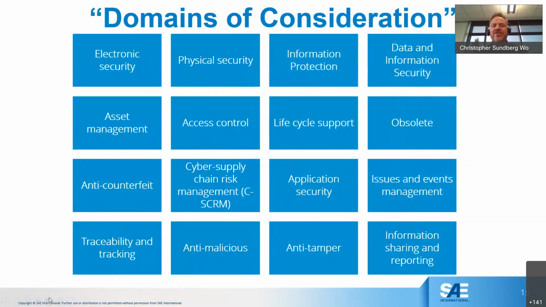So as promised, here are our domains of consideration. These are 16 different areas that we've identified in the G32 Standards Committee, really around what we're going to tackle in this standard. And they range all the way from electronic security down to information sharing and reporting. You can see a lot of anti-tampering, anti-malicious behavior in here, but we also talk quite a bit about lifecycle support, obsolescence, and cyber supply chain risk management. These issues are huge right now, especially with the pandemic, because the pandemic's really driven pressure on the supply chain. So we have chip shortages, and components are being end of lifed considerably earlier in the life cycle than we initially thought they would. So the need for this document is huge right now.